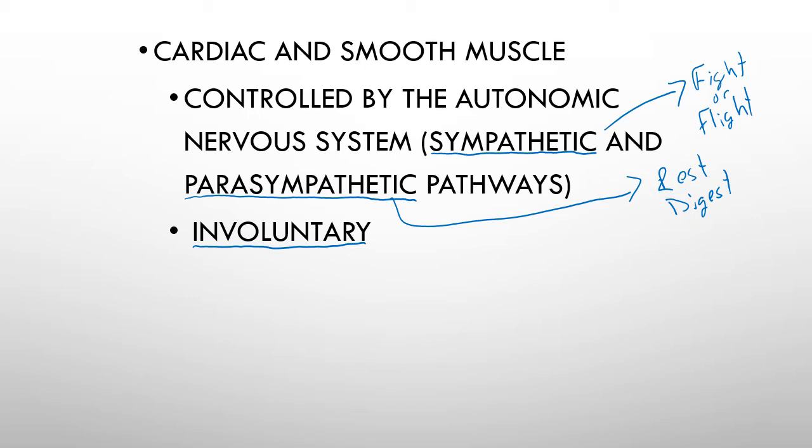And so when we're looking at these muscles, we're either going to be turning things on, turning up the processes, or we're going to be turning them down depending upon which side of that autonomic system is predominant for that particular muscle type.